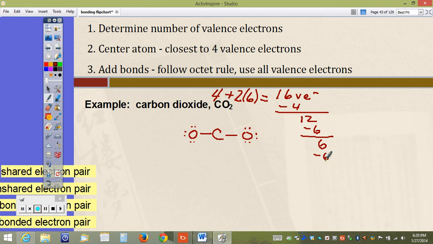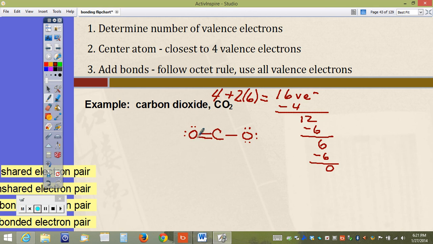At this point, we've used up all of our valence electrons, but carbon here in the center does not have a full octet. It has 2 electrons here, plus 2 more here. It has 4 total. It needs more. Whenever you don't have the right number of electrons, and you run out before everybody has an octet, you're going to have to go to double and triple bonds. So that's what we did. We removed those 2 electrons and moved them up here to make a double bond.